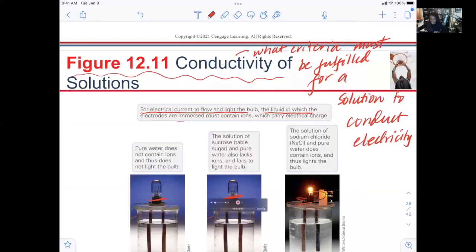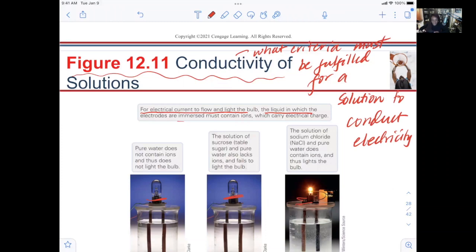Okay, so I'm going to be working on chapter 12, part 2. So let me go ahead and share my screen. Actually, I'll do this one right here. Now click on this. Okay, we're looking at the conductivity of solutions.